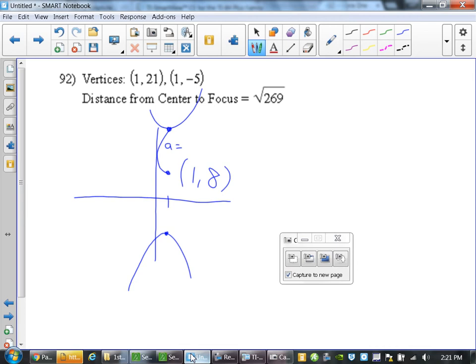Why isn't it 21 plus 5? Because you have negative 5 on this side of the equation, but 21 on that side. So shouldn't it be 26? Think of midpoint. For the midpoint, you're taking the average of the x's and the average of the y's.